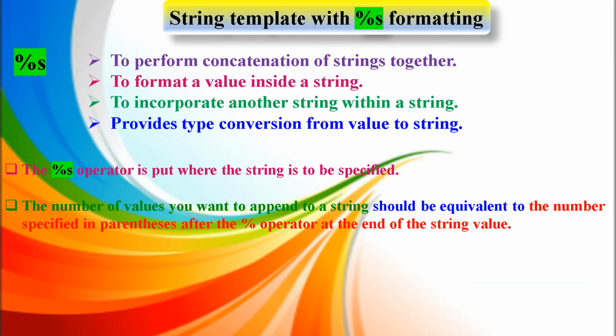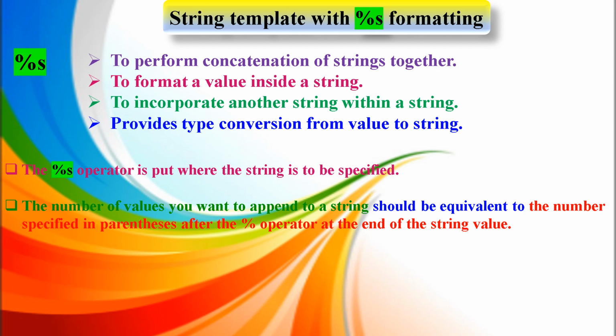String template with %s formatting. What does %s mean in a Python format string? The percentage symbol is used in Python with a large variety of data types and configurations. %s specifically is used to perform concatenation of strings together. It allows us to format a value inside a string. It is used to incorporate another string within a string. It automatically provides type conversion from value to string.